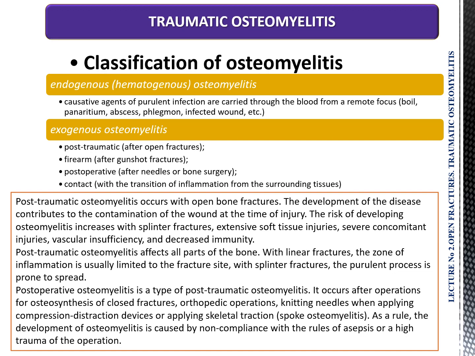Another form of exogenous osteomyelitis is contact osteomyelitis, when there is a transition of the inflammatory process from the surrounding tissues. That is, an existing phlegmon spreading deep can lead to the purulent inflammatory process passing to the bone substance. In the end we will get contact exogenous osteomyelitis.